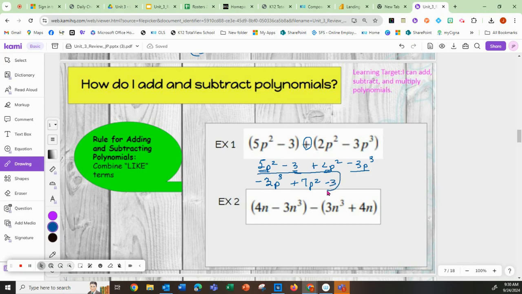So we call this standard form, where we're writing the highest degree term first, or the highest exponent first, and then we'll decrease from there. If you're subtracting, I always like to say subtraction is the devil and it causes you to make mistakes.